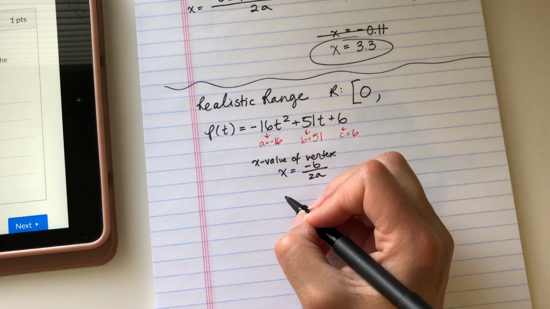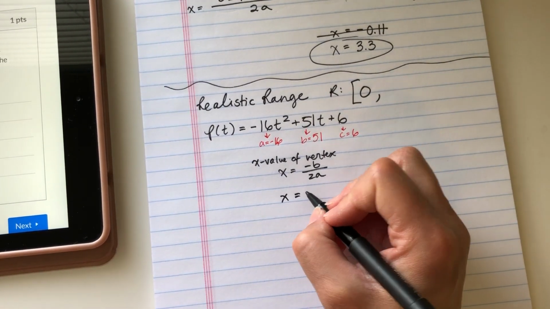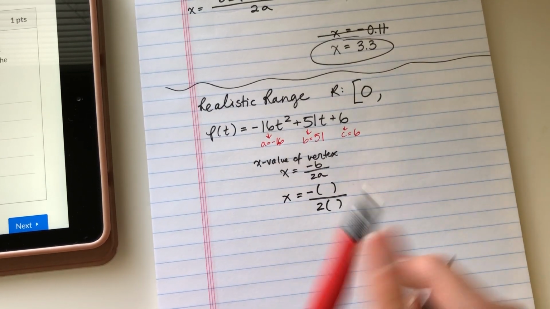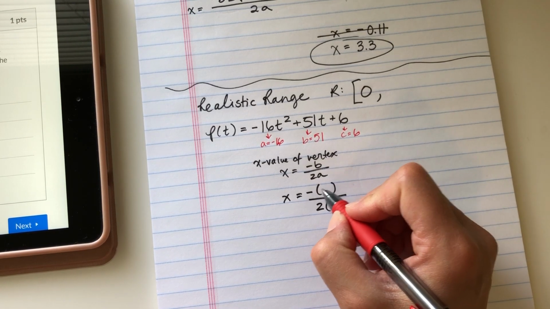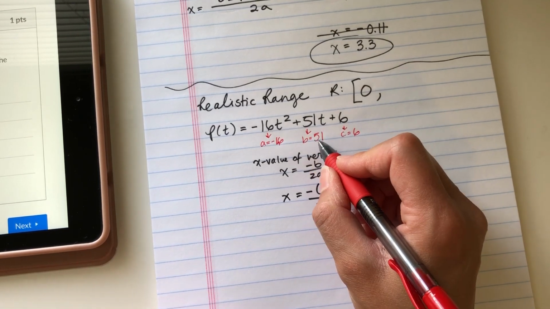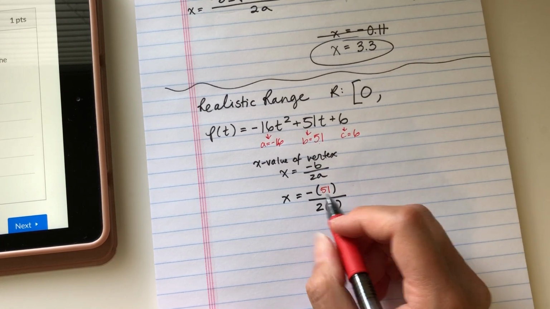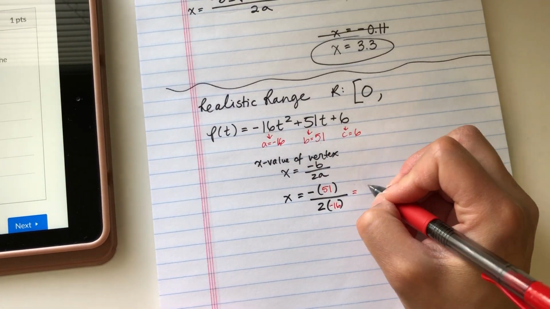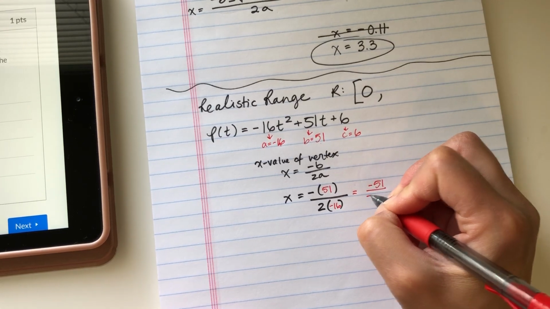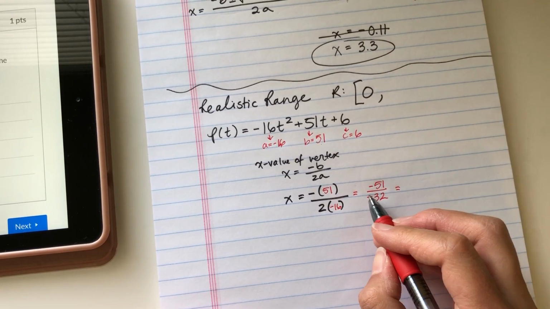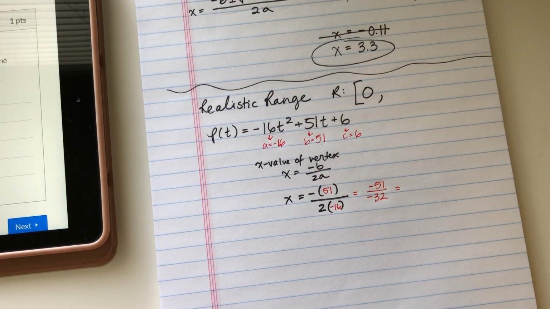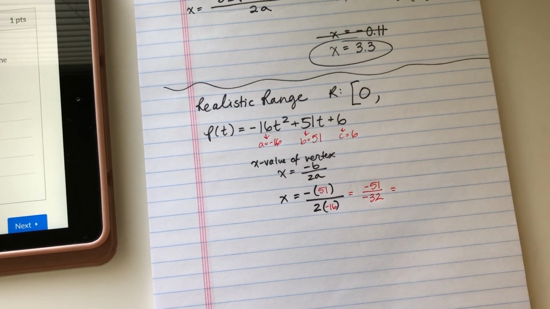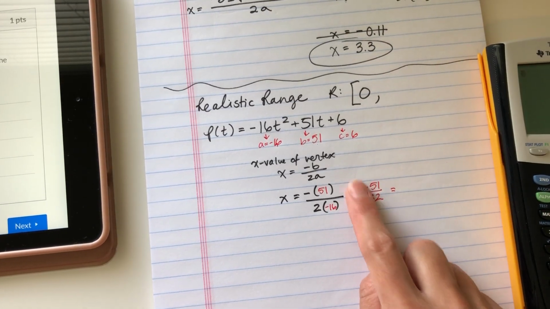So once again, whenever I plug anything in, what do I put around them? Parentheses. So I have negative parentheses over 2 times parentheses. This on top, negative b, so I'm going to use my b value, which is 51, and then 2 times a, which is negative 16. So that's negative 51 over negative 32. Well, what's a negative times a negative? Positive. What's a negative divided by a negative? Positive. So that's going to end up being positive no matter what.